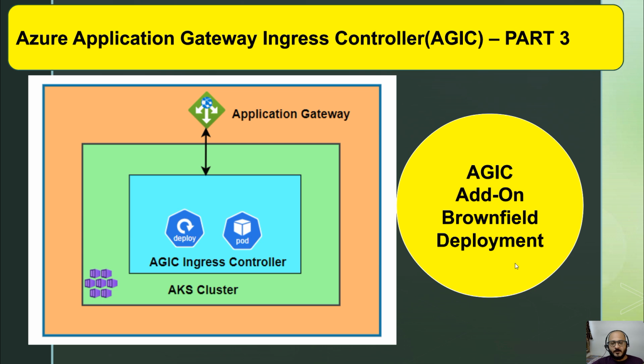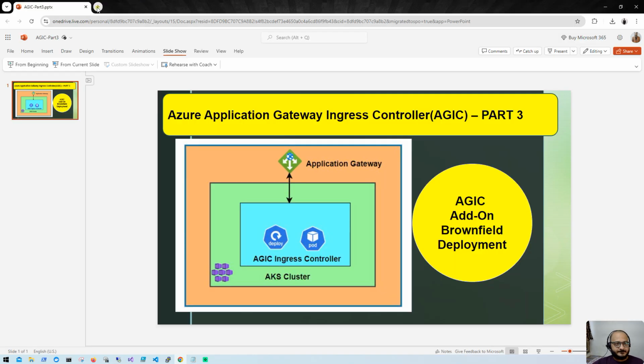So as of now, I have not created any application gateway or AKS cluster, so we are going to start from scratch. But in a brownfield deployment, we have to integrate later, so that's what we are going to do here. Let me quickly go to my Azure portal.